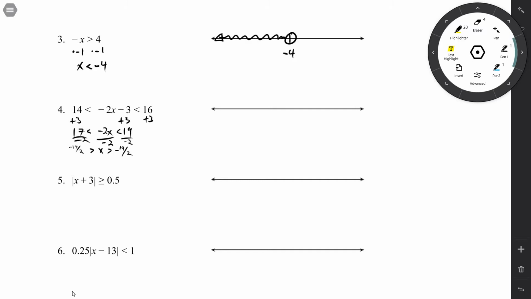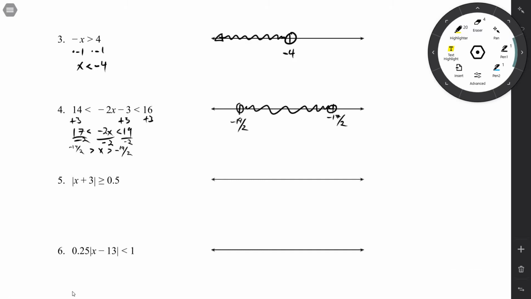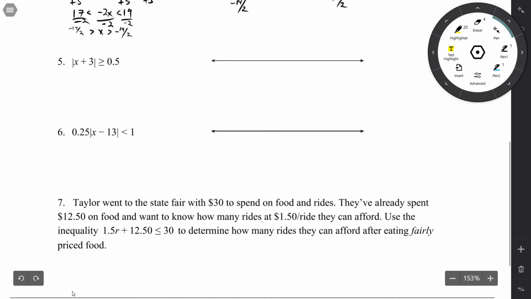Mark those out on your number line. I'll do here and here. -19 over 2 is a little bit smaller, so that'd be on the left. -17 over 2. And we're going to fill in the middle, and it's open circles on either side. There you go. This next one we've got as an absolute value equation.